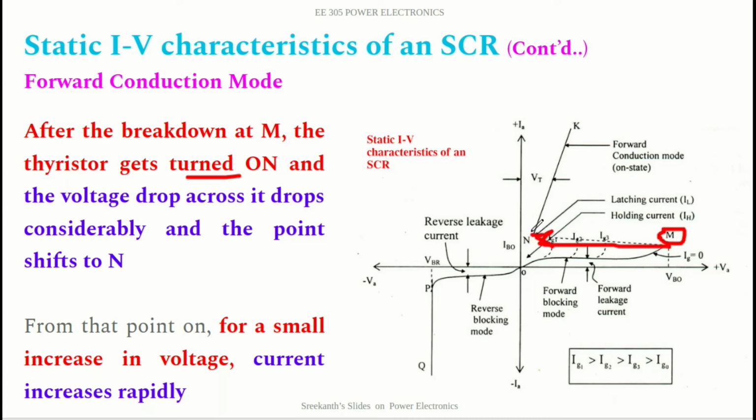Now the operating point is at N. From this point onwards, for a small increase in voltage, what you're doing, how you're increasing voltage? You're increasing voltage in this direction. For a small increase in voltage, there is a large increase in current. So in forward conduction mode, this is the path that is being taken by the current when you increase the voltage.